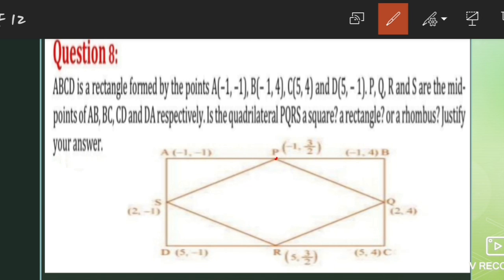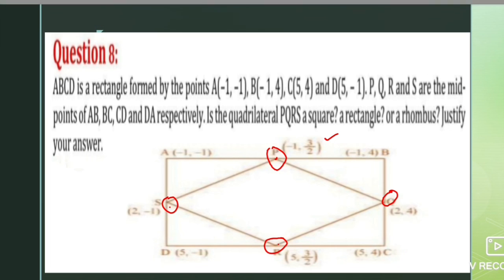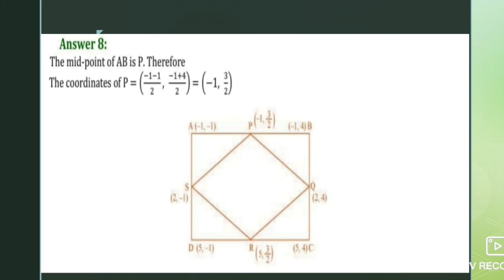Since P is the midpoint of AB, by the midpoint section formula you can find the coordinate of P, which will be (-1, 3/2). In a similar manner, you can find the coordinate of Q, which is (2, 4). In the similar manner, you can find the coordinates of R and S, which are (5, 3/2) and (2, -1). Okay, so let's check the solution.